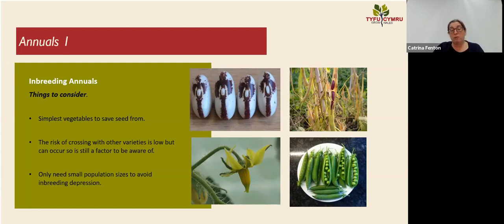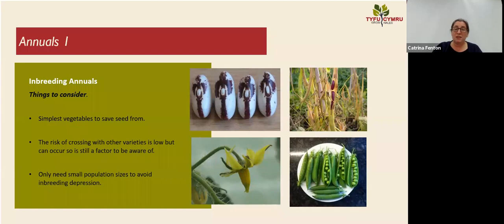You can grow more than one variety because of the low risk of cross-pollination. And in terms of population sizes, well, inbreeding annuals don't really suffer from inbreeding depression. So once you've got that basic population size you need to keep that gene pool healthy for seed, and depending on how much you want to scale up, it's really pretty straightforward to grow these types of crops for seed.